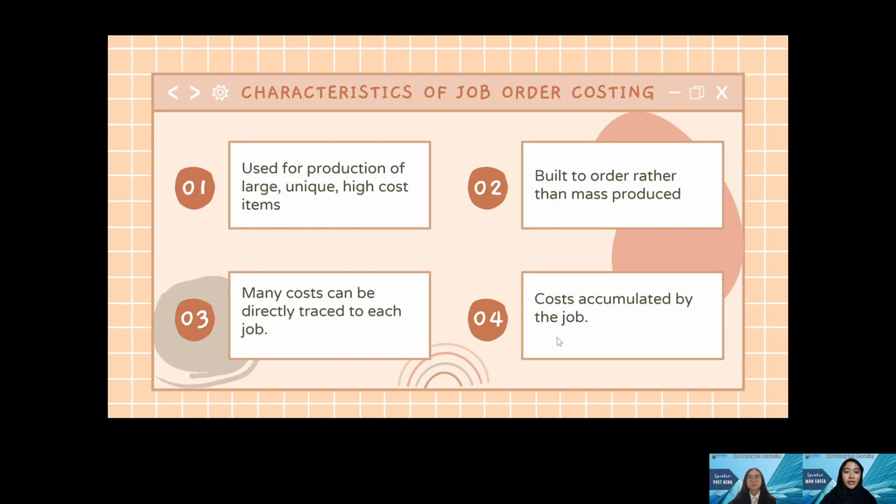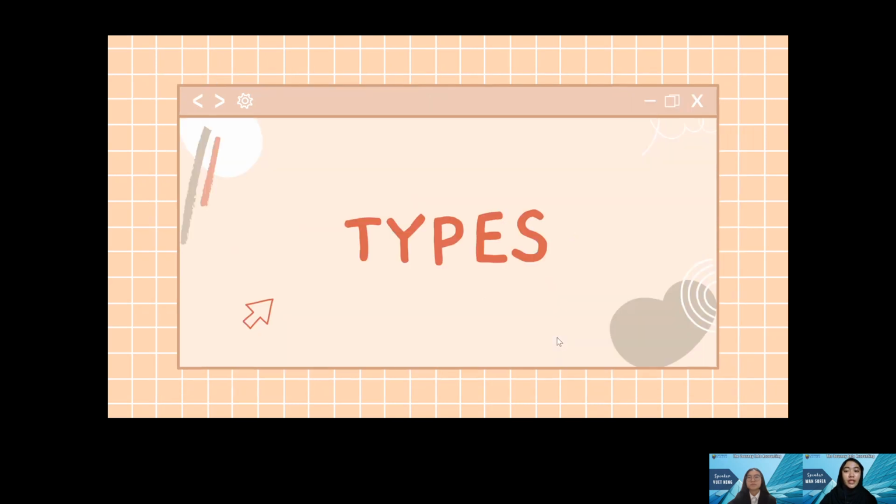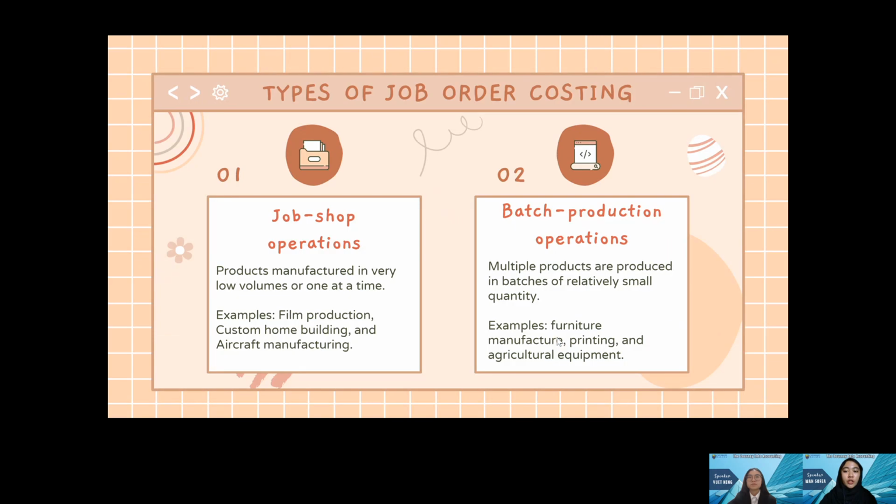And the third characteristic is many costs can be directly traced to each job. And the last characteristic is cost accumulated by the job. Next, we will look through the types of job order costing. Job order costing is used by companies with job operation or batch production operation.